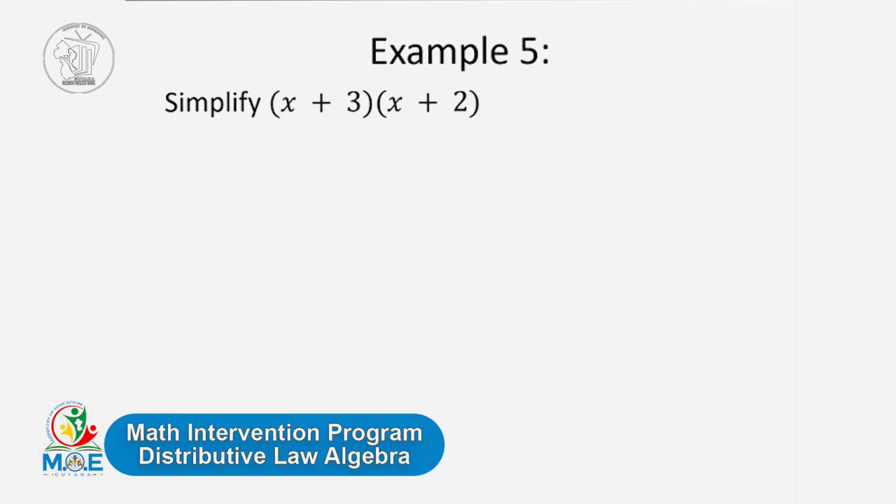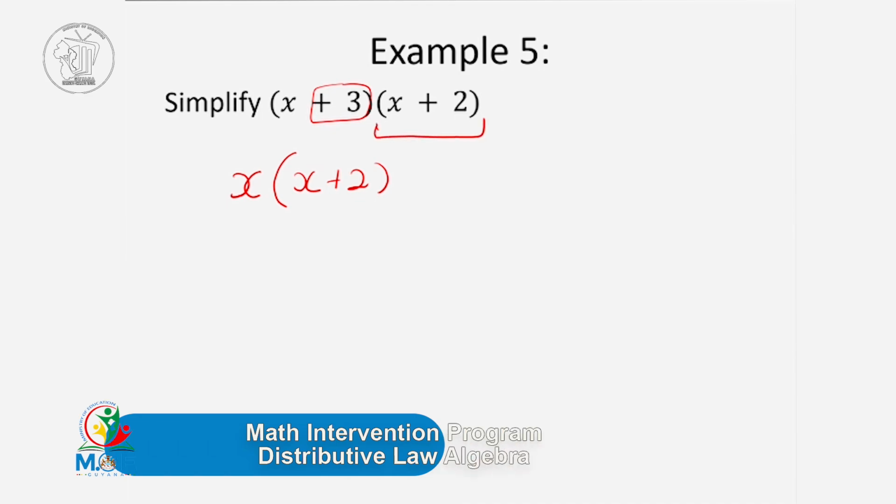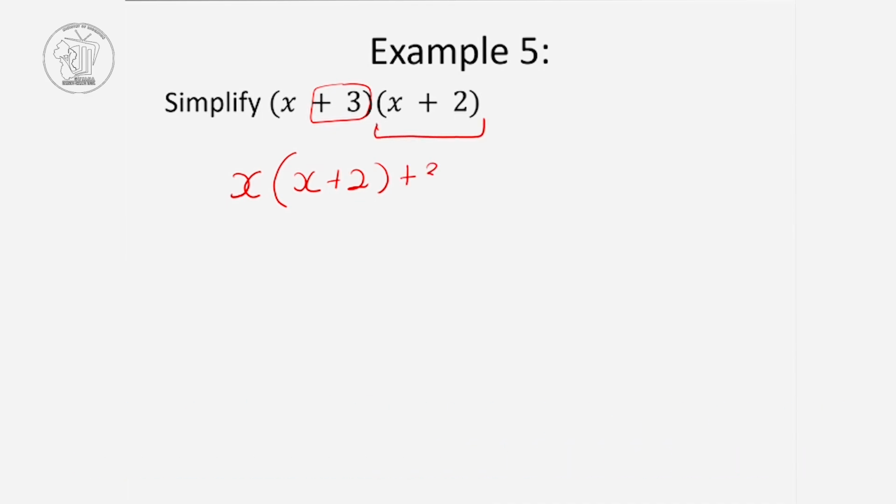So what we do, we take the first term in this bracket and we multiply by everything here. So this will be x, and we set it up just like how we know to set it up. x multiplied by x plus 2. And now we take the second term, which is plus 3, and then we multiply it by everything in this bracket. This will be plus 3 multiplied by x plus 2.